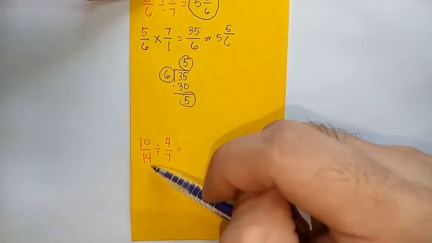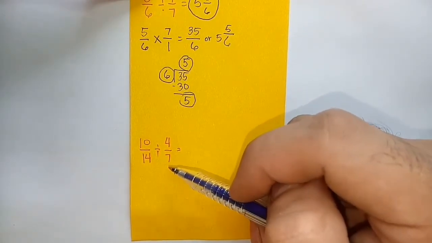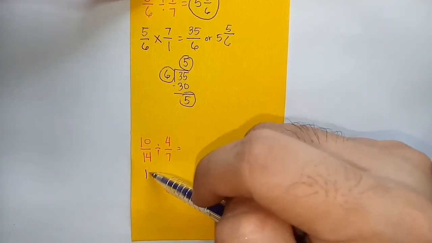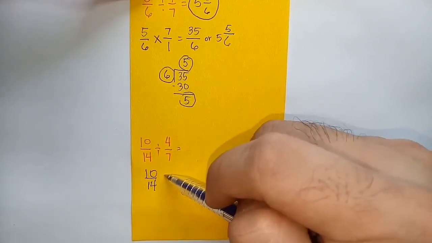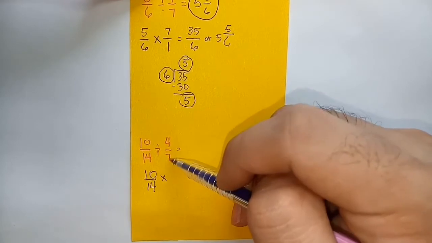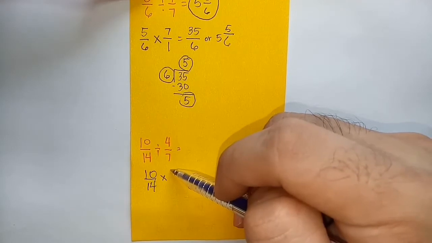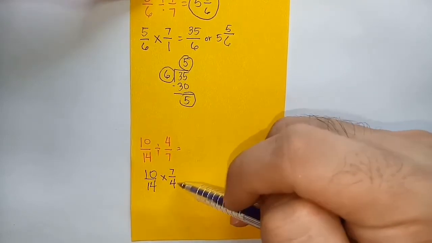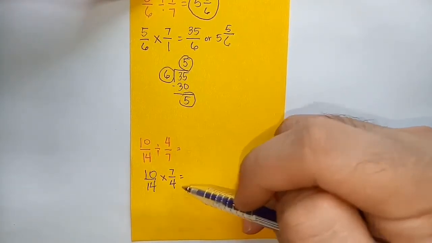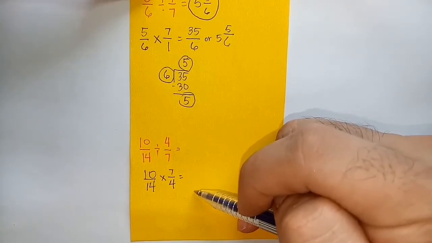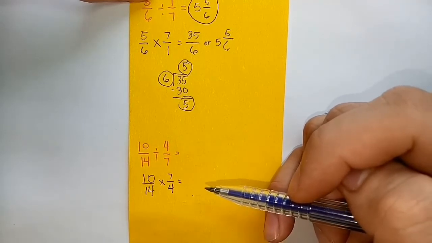Okay, again, imumultiply natin itong first fraction sa reciprocal nitong second fraction. So, sulat muli natin, 10 over 14, tapos ang operation magiging multiplication. And then, ito, anong gagawin sa second fraction? Okay, reciprocal. Ano nang isusulat dito? 7 over 4. And then, again, i-multiply fraction, numerator times numerator, denominator times denominator, pwede ka din namang mag-cross-cancellation.